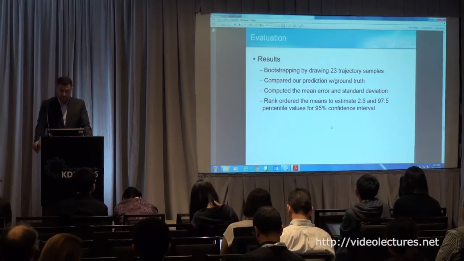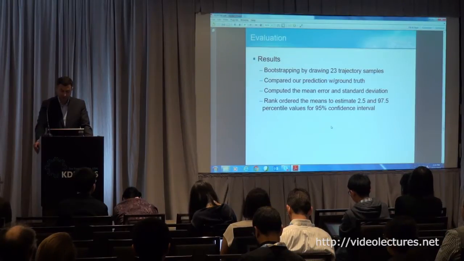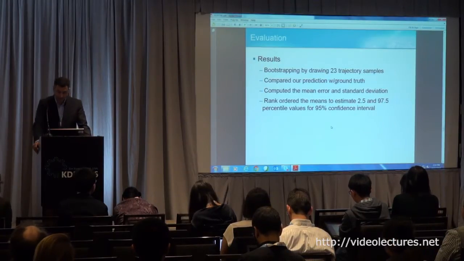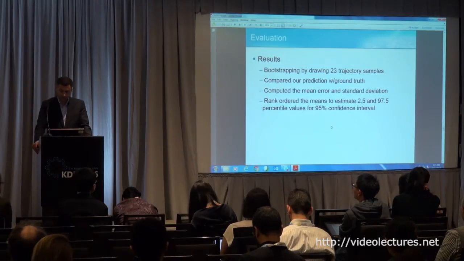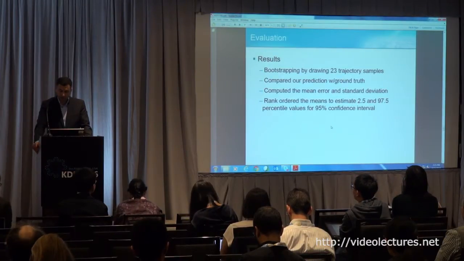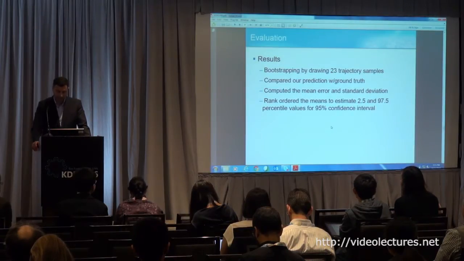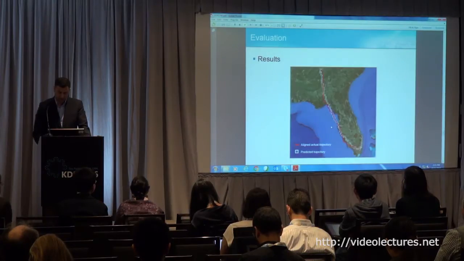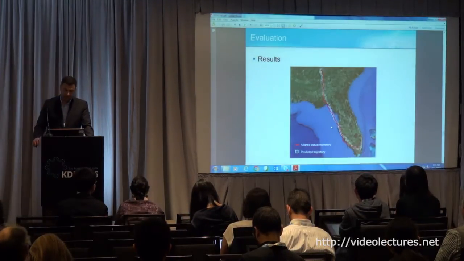The results: to come up with results, we bootstrapped by drawing 23 trajectory samples, and we compared our trajectory with the ground truth. And then we computed the mean error and standard deviation, and we rank ordered the means to estimate 2.5 and 97.5 percentile values for the 95% confidence interval.